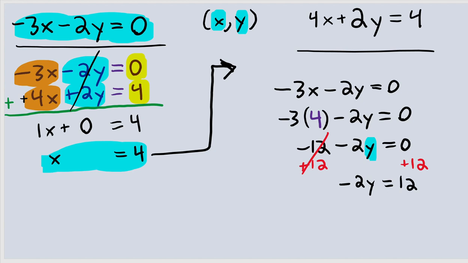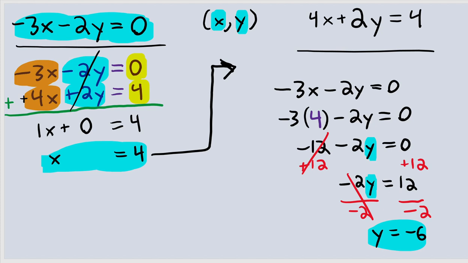Now again, I'm still not done. I want my y to be alone. It currently is being multiplied by negative 2. The opposite of multiplying by negative 2 is dividing by negative 2. So I'm going to divide both sides by negative 2. That cancels out, and I'm left with y. So basically, 12 divided by negative 2 is negative 6. There's my solution.